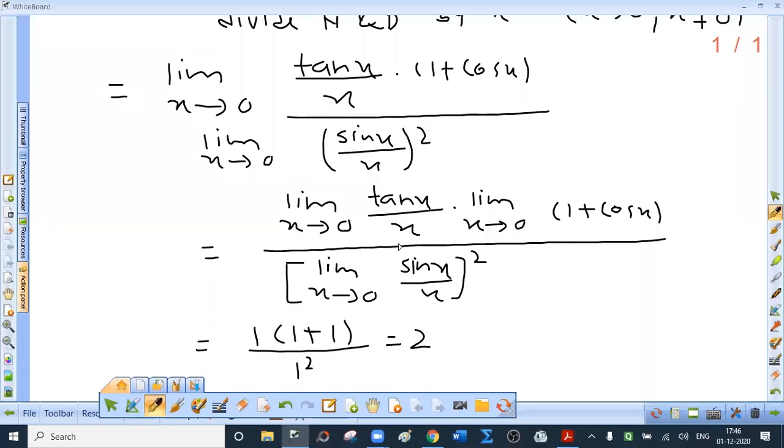So limit as x tends to 0, tan x upon x into limit as x tends to 0, 1 plus cos x upon the square of limit as x tends to 0, sin x upon x. See, we have divided by x square, right? Originally it was x tan x. So 1x gets cancelled and that is why tan x upon x. So 1 into cos 0 is 1, 1 into 2 upon 1 square. So the final answer is 2.